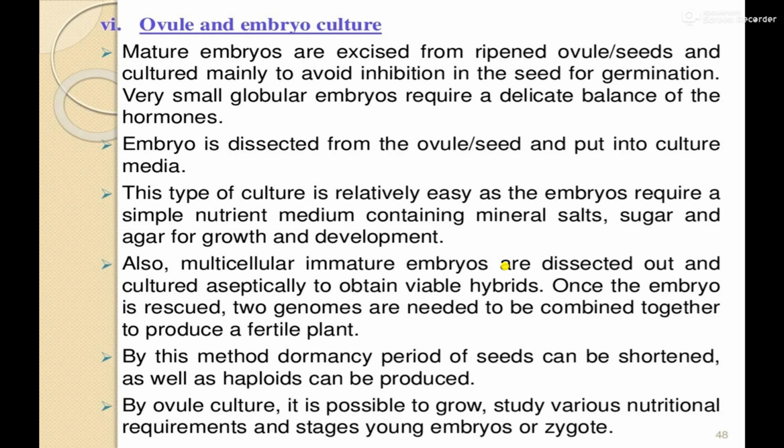So ovule and embryo culture, in that mature embryos are excised from ripened ovule or seeds and cultured mainly to avoid inhibition in the seeds for germination.